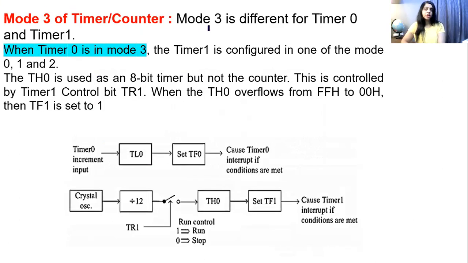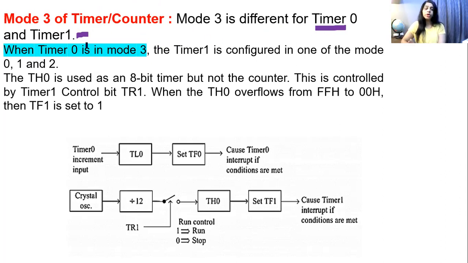Mode 3 of timer counter. Mode 3 is different for timer 0 and timer 1. Now mode 0, mode 1 and mode 2: you can use both timers, that means timer 0 and timer 1, simultaneously in mode 0. Simultaneously you can enter both into mode 1. Simultaneously you can make both timer 0 and timer 1 into mode 2, but you cannot enter both simultaneously in mode 3.